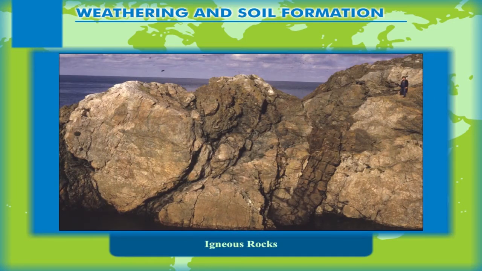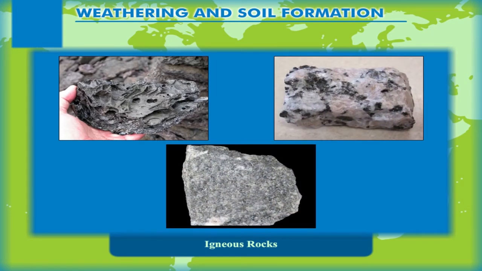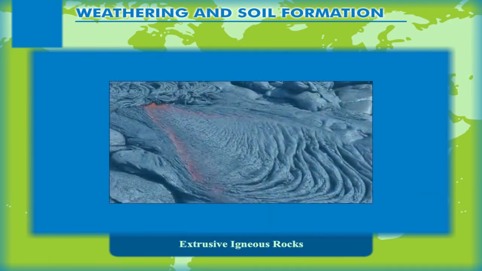Igneous rocks are very hard. Most rocks found on Earth belong to this category. They are good building materials. Examples of such rocks are basalt, granite, and dolerite. They can be classified further into two subtypes.